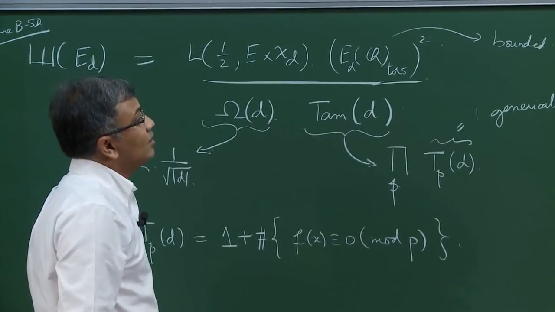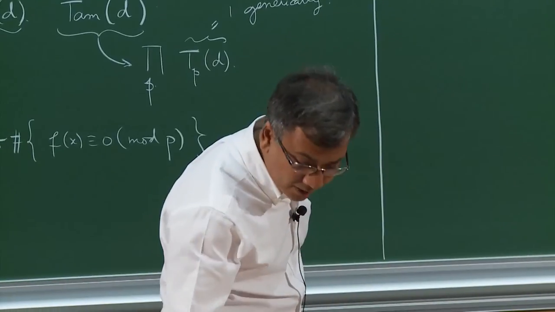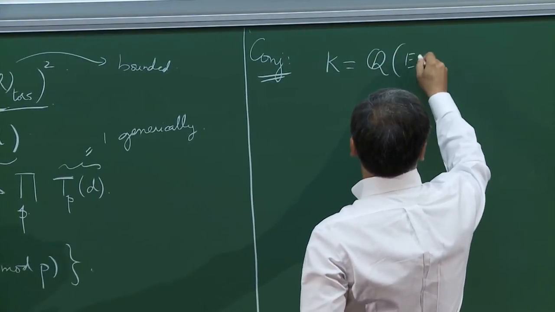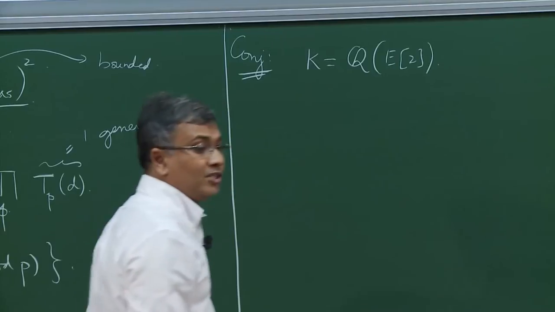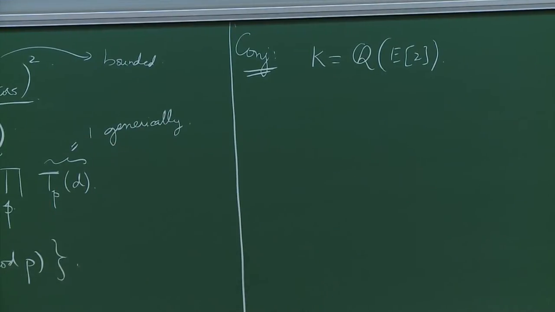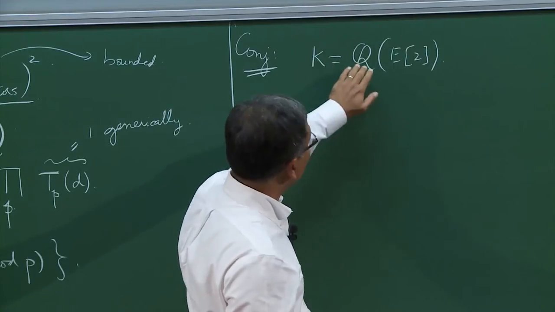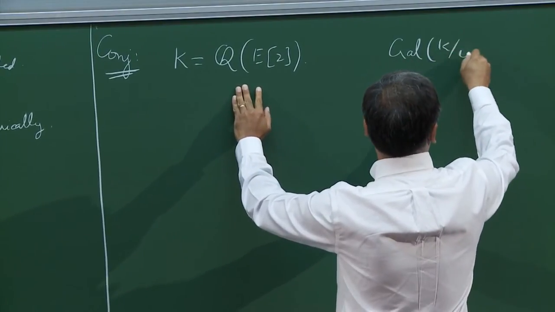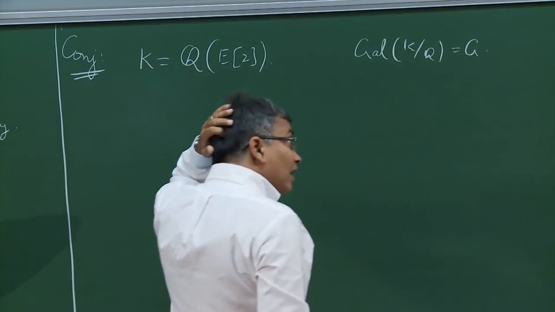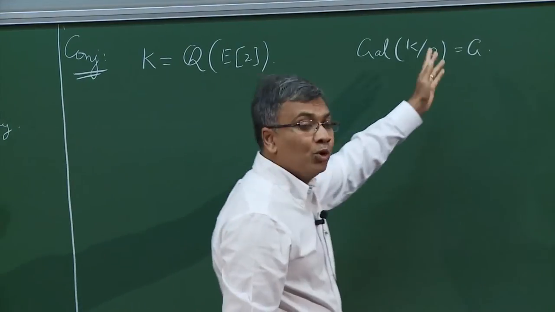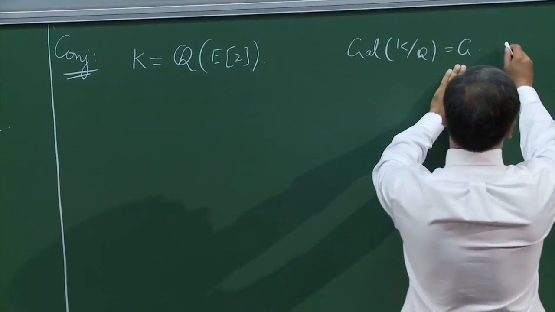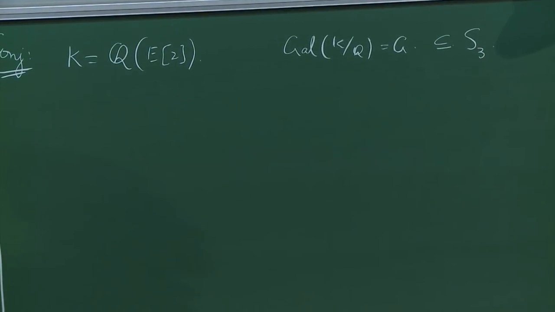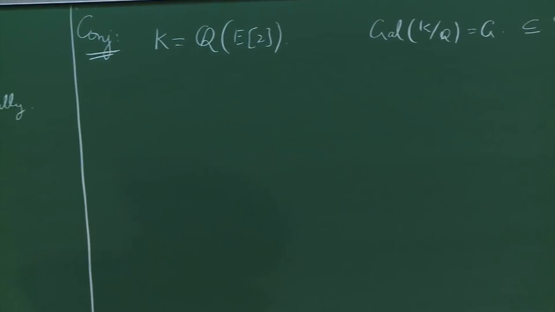So if you carry that out, then the conjecture that Max and I make is the following. You have to understand how these Tamagawa factors behave. So let K be the field generated by the two torsion points of E. This is some field whose degree over Q is either 1, 2, 3, or 6. So it's a Galois field, and the Galois group of K over Q, let's say, is some group G. The Galois group is a subgroup of GL_2(F_2), if you like, or I'm going to think of it as a subgroup of S_3. So it could be the trivial group, or it could be generated by a two-cycle or a three-cycle, or it could be all of S_3.